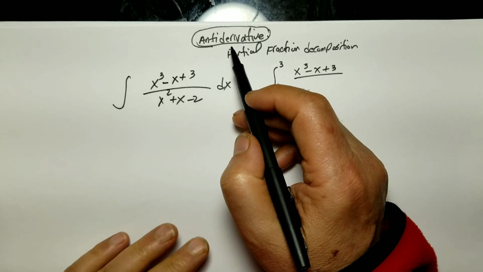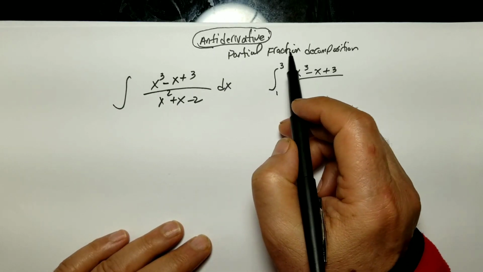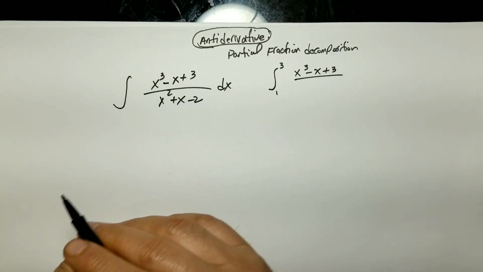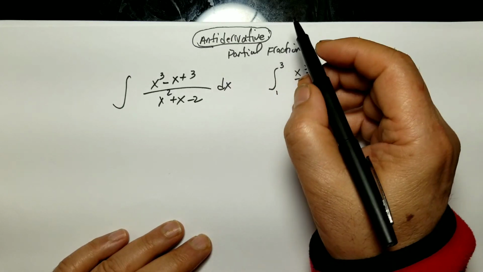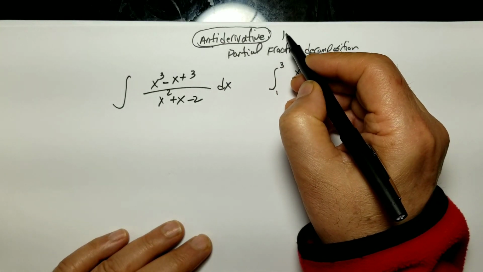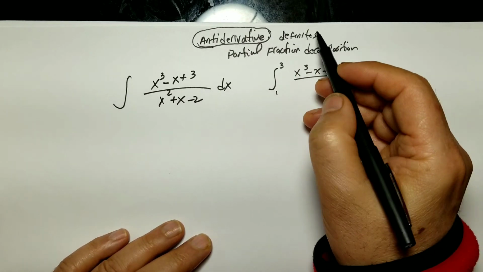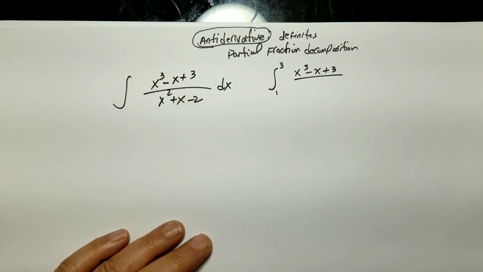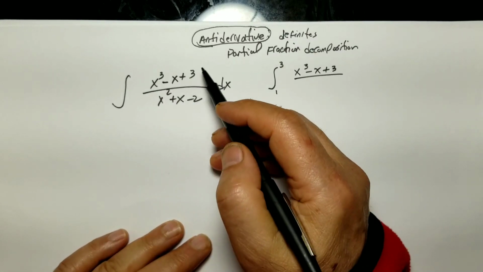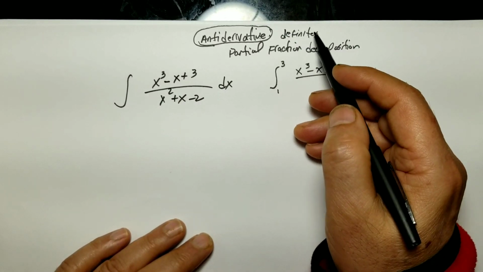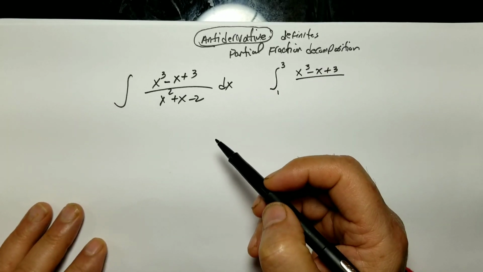Today I'm going to talk about the continuation of finding an antiderivative using partial fraction decomposition, and I'm hoping in a future video I'll talk about the difference between the antiderivative and the definite integrals, and the difference between these two terminologies, and why one is called antiderivative and the other one is called definite integrals. Therefore, let's leave those for future videos.